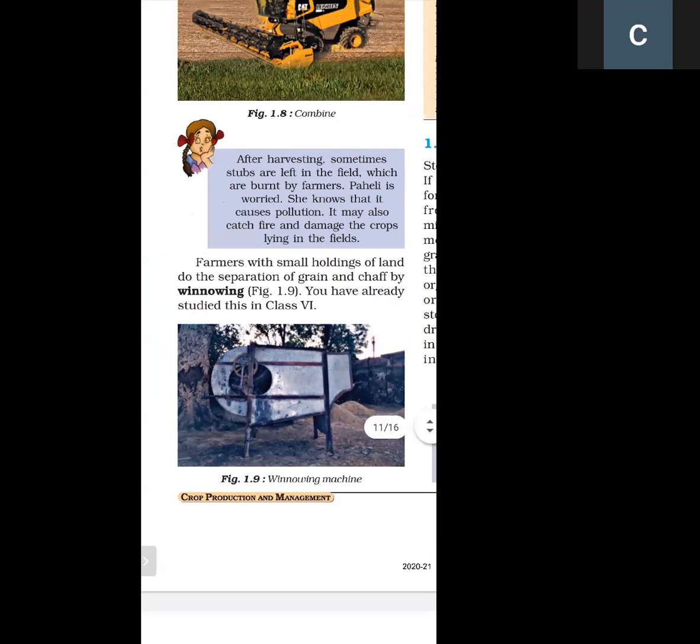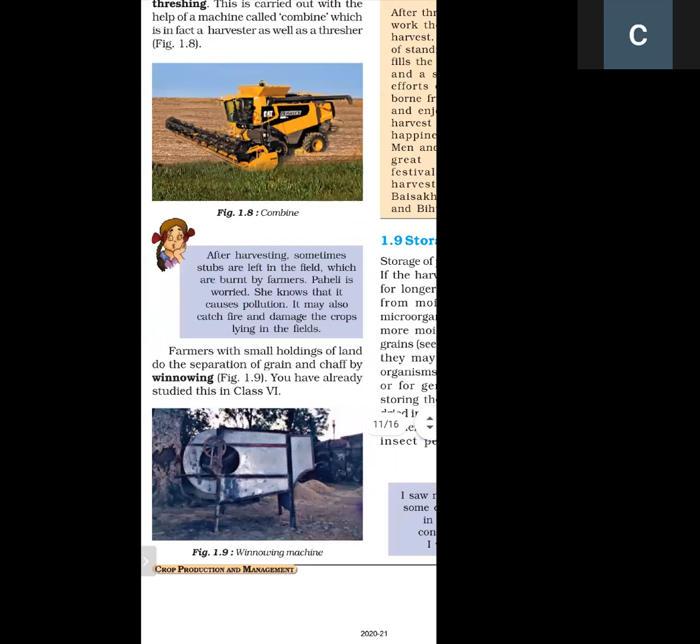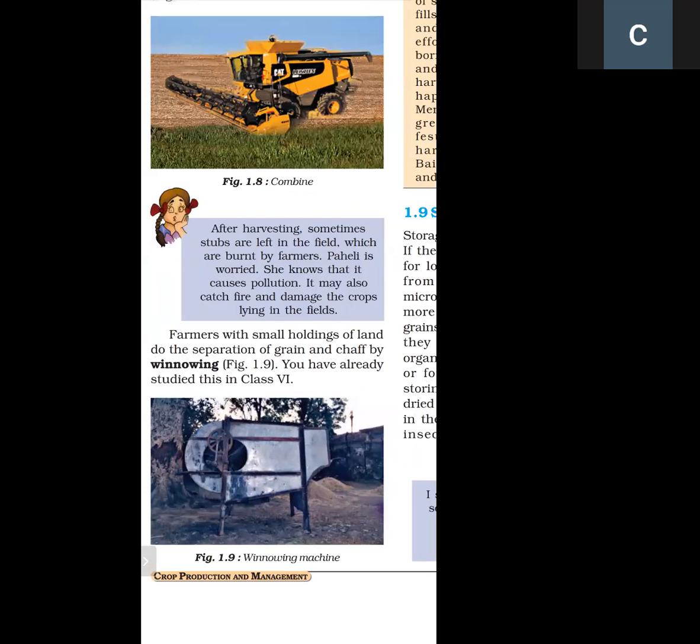When we harvest the crops, sometimes some part of the crop is left in the fields, and we burn all this stuff. When we burn it, it creates a lot of pollution, which can be very harmful for our body, and sometimes it can catch fire and damage the crops lying in the fields.